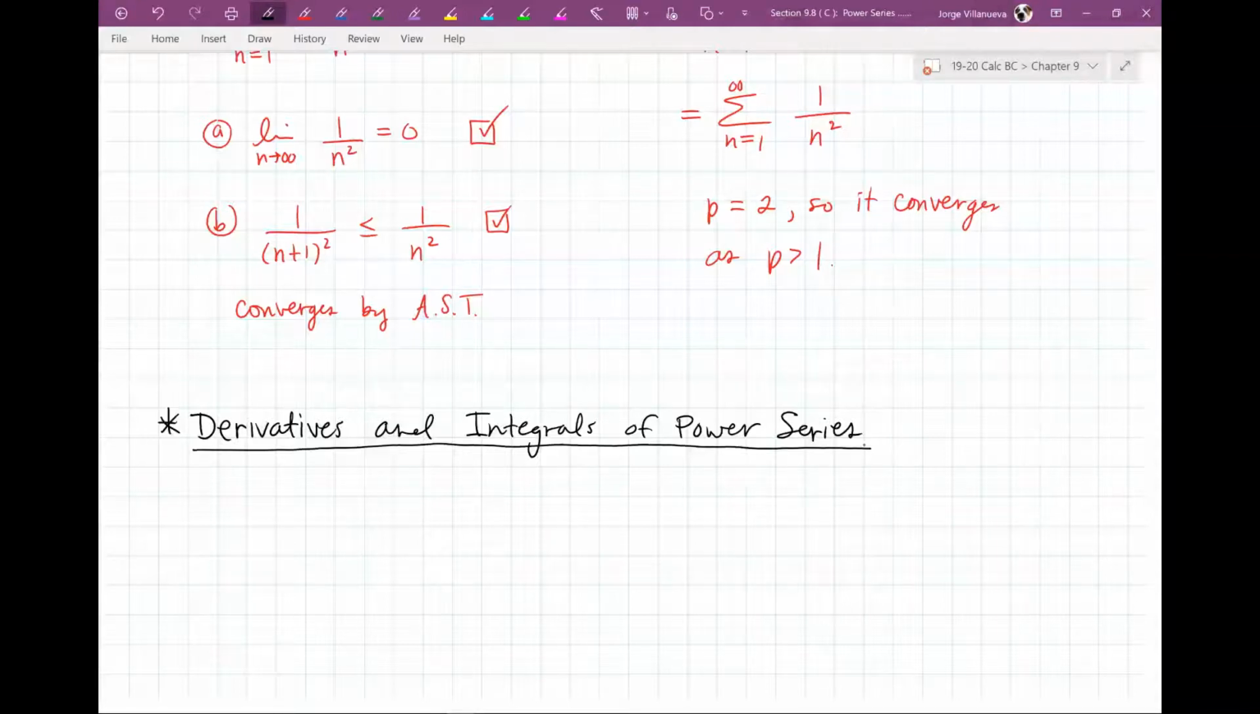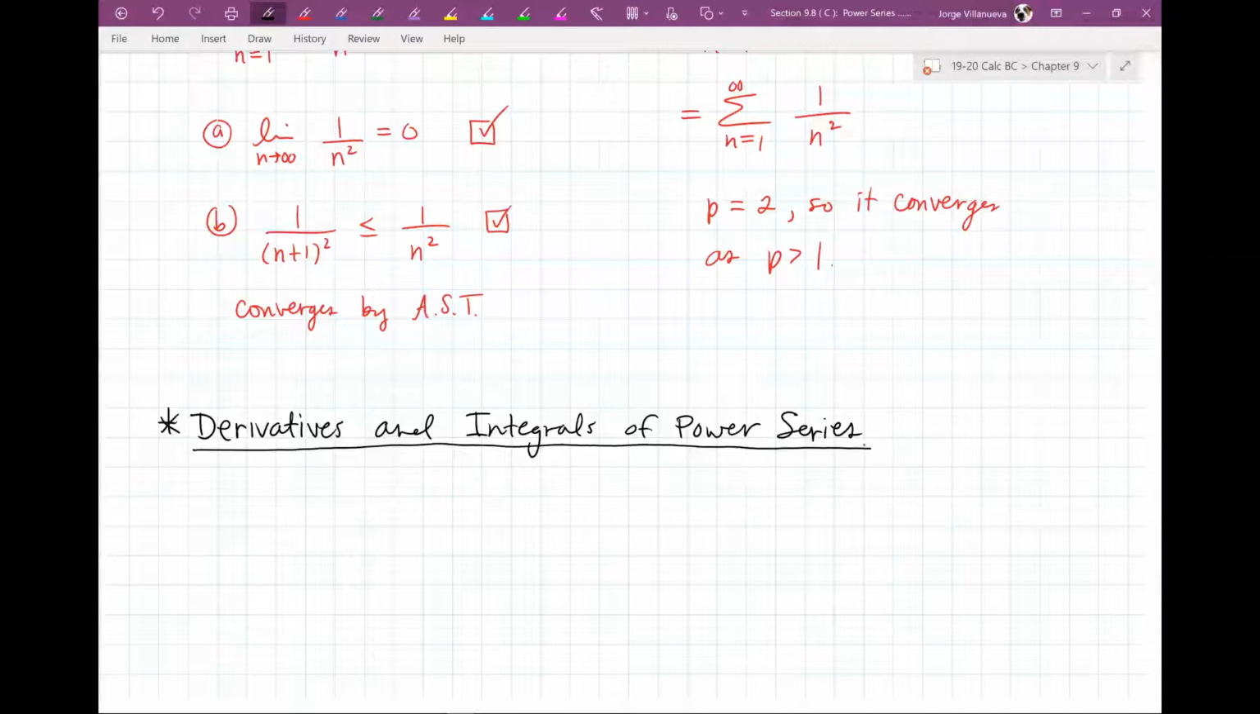So let me see. I'm trying to read through this thing. That way I don't have to write as much for you guys. So radius of convergence is consistent. Interval, endpoints may change. So yeah, okay.